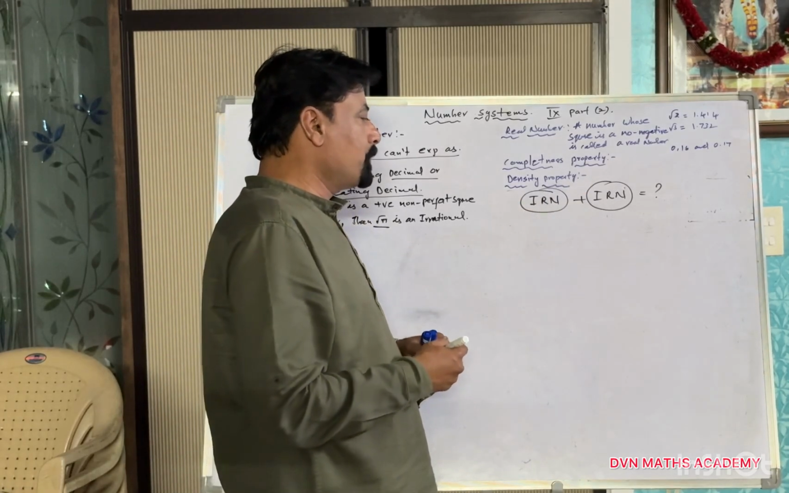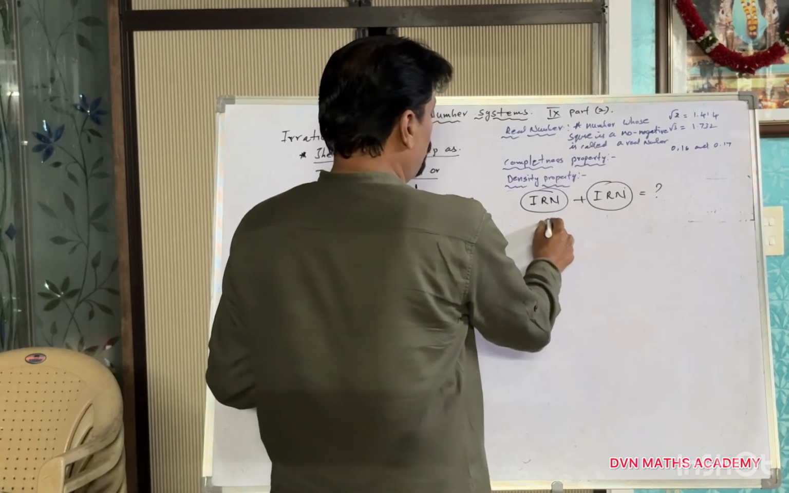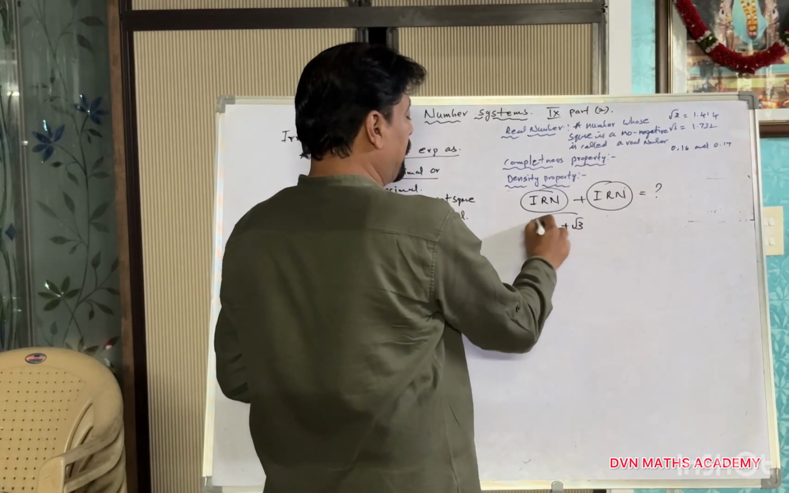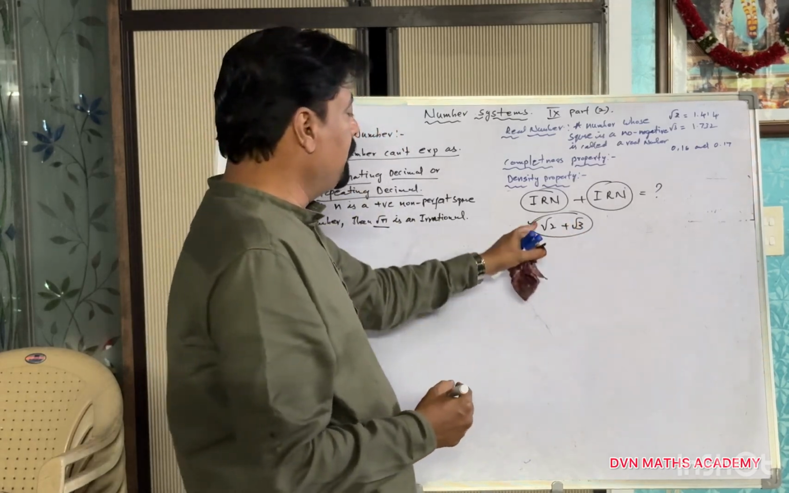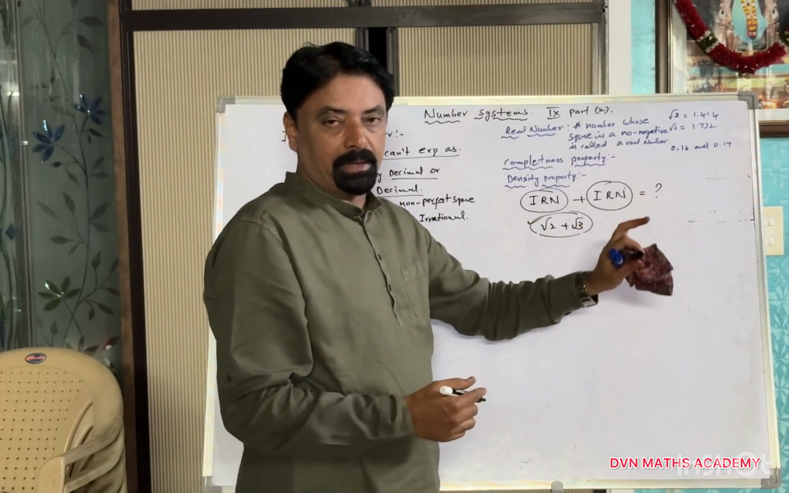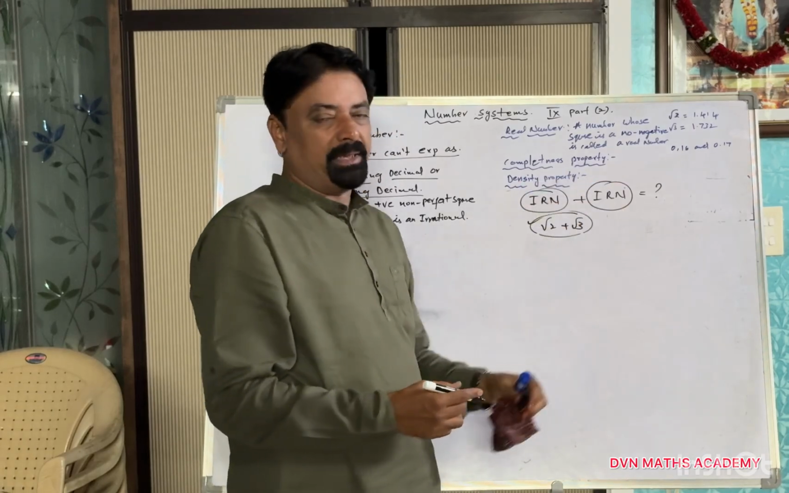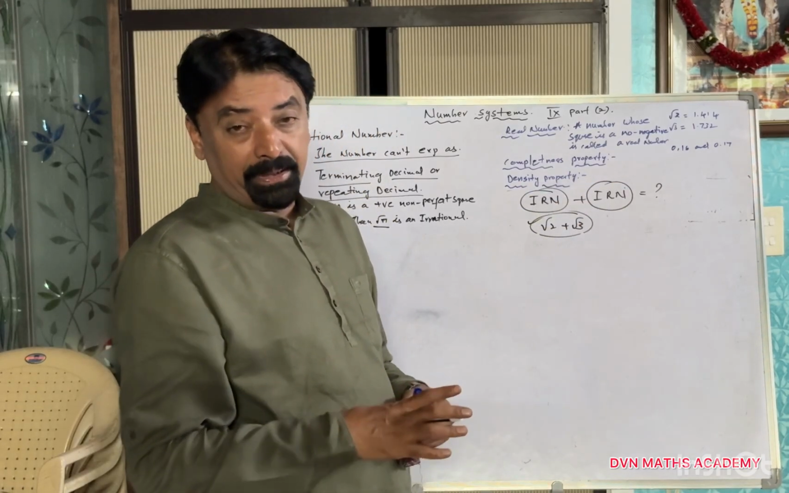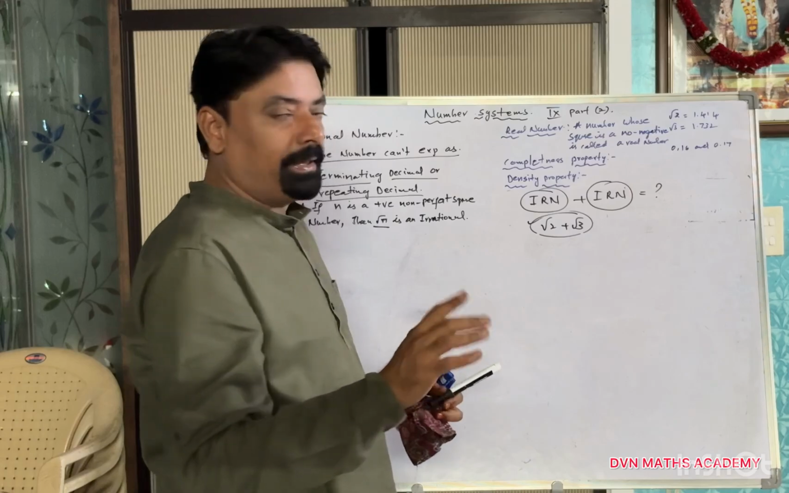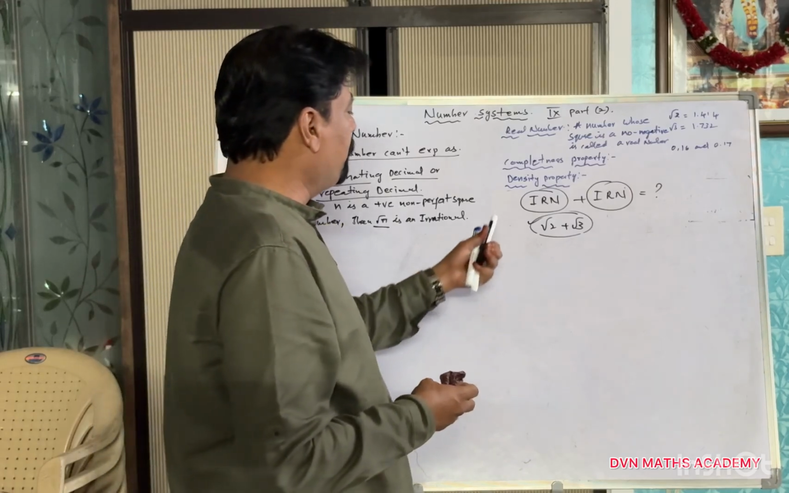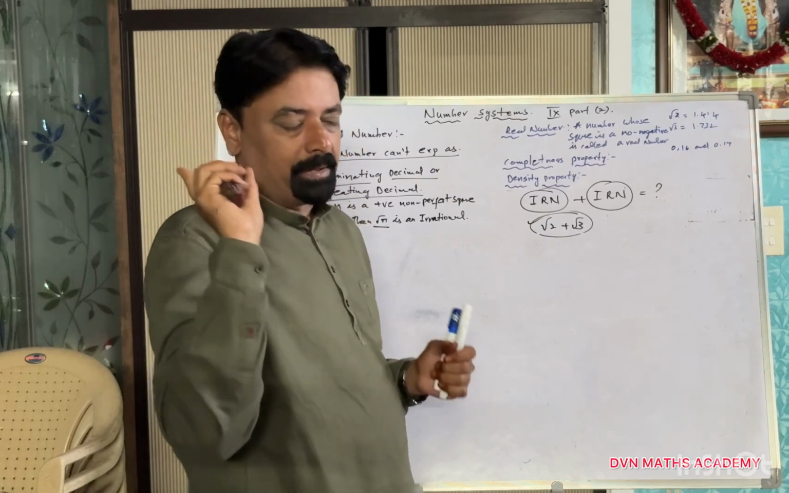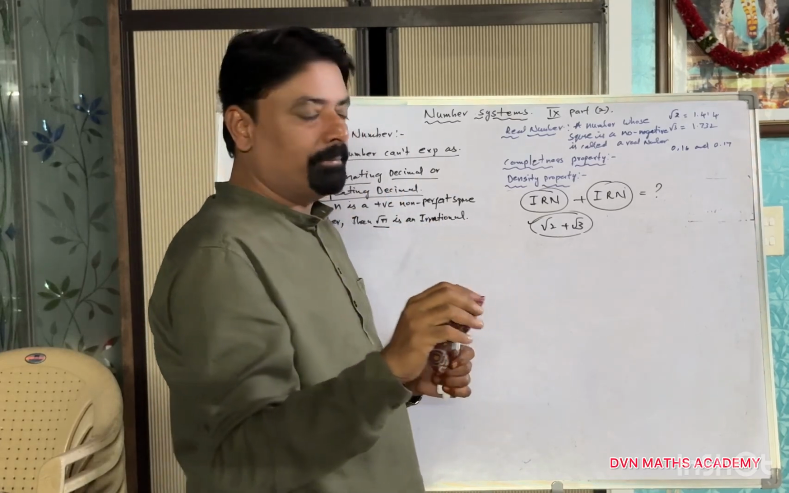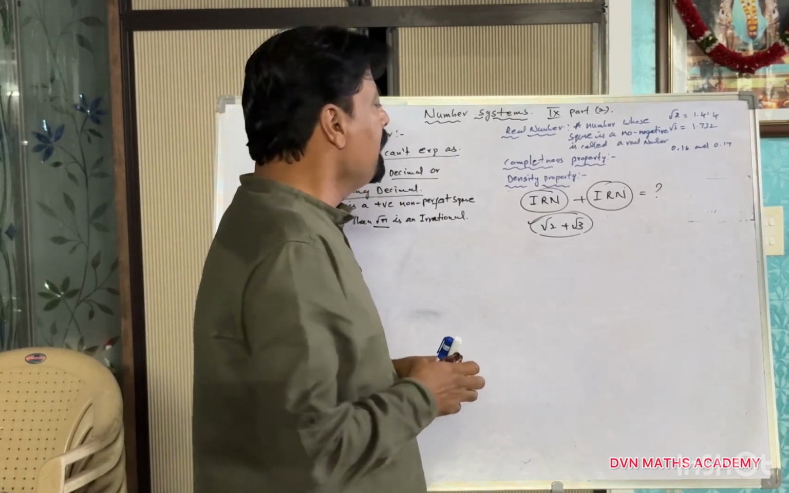But some students will think that root 2 plus root 3 is an irrational number. Here root 2 is an irrational, root 3 is also an irrational, and the sum of these two is also an irrational. Therefore, my statement is true. They think that my statement is true, but it is not at all correct. The sum of two irrational numbers is not always an irrational number.